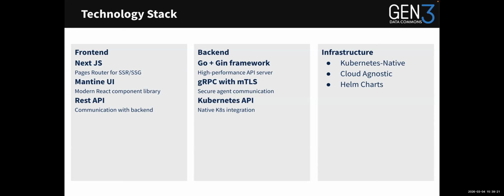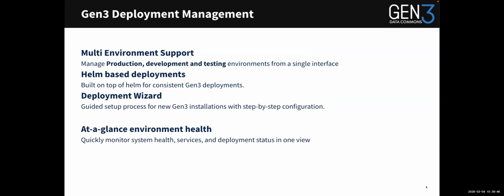So the infrastructure is obviously very Kubernetes native and cloud agnostic. This is built so that it can be deployed to AWS, Google Cloud, Azure, or even on-premise clusters. We're testing it right now with OpenShift. But yeah, it's all built on top of the Helm charts that we already have. Yeah, so we can do the next slide.